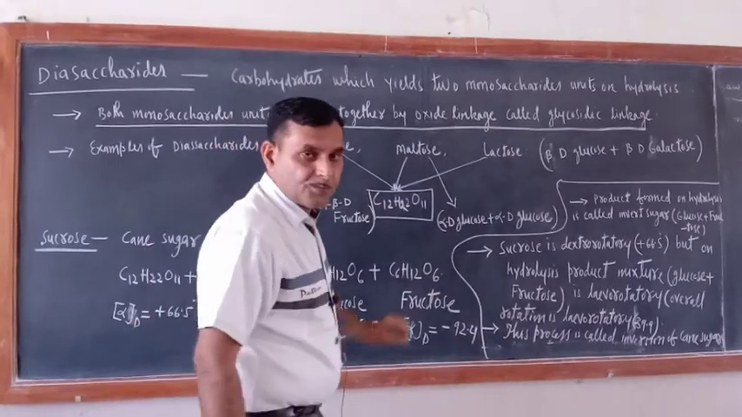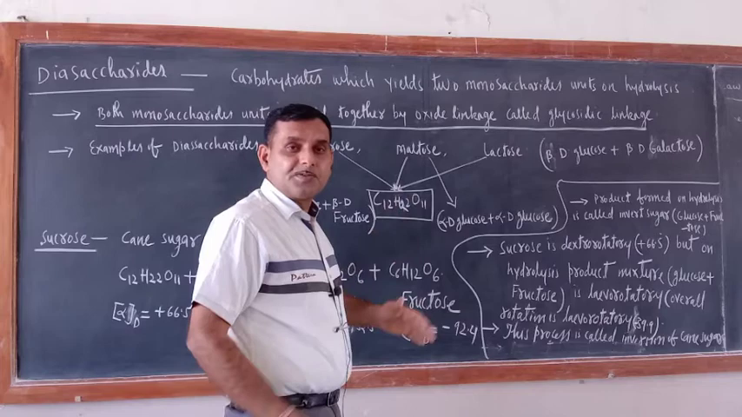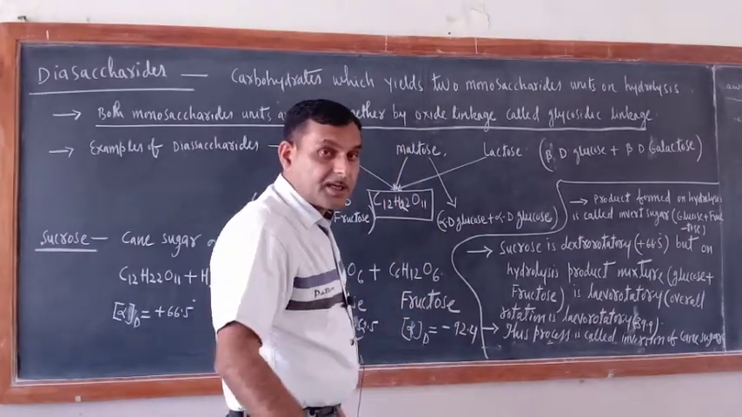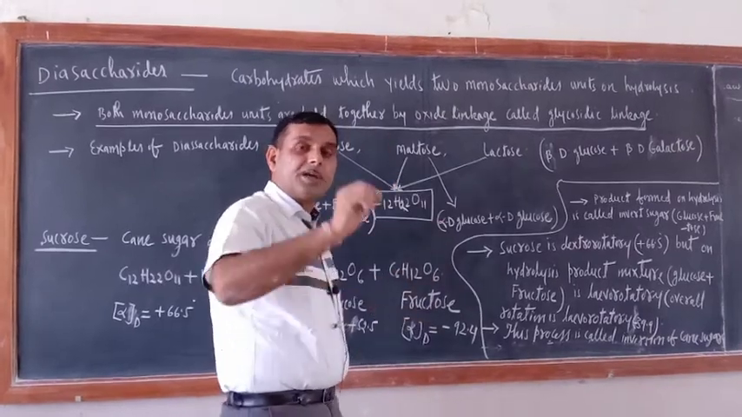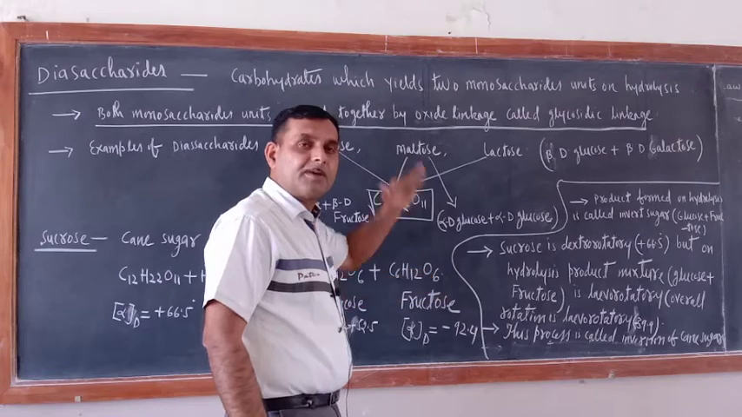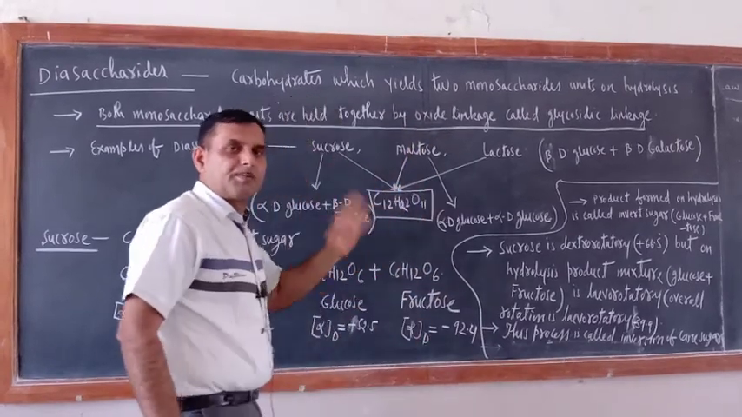Once again listen, in the cyclic structure of glucose or fructose, the groups which are present on the right hand side will be down in the Haworth projection formula, and those on the left hand side will be at top at the respective carbon atom. You should remember that one only.